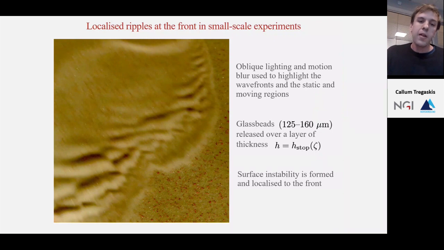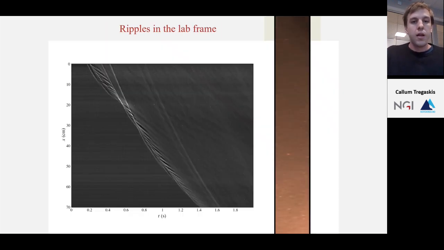And if we go to the lab, we can see something similar. So if we run sand down onto something that's erodible, then we get these ripples forming just at the front of the avalanche. And if we look at them using high-speed cameras and some sophisticated lighting, then we can highlight and work out what the speed of these ripples are in comparison to everything else. And while there's theory for how surges form in granular flows, no one really knows how these ripples form.